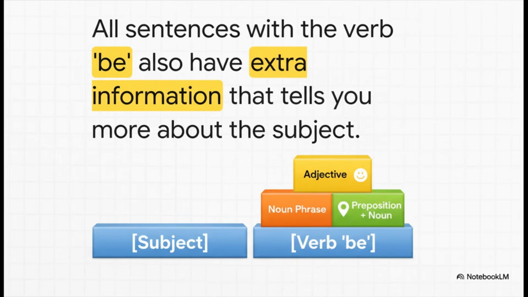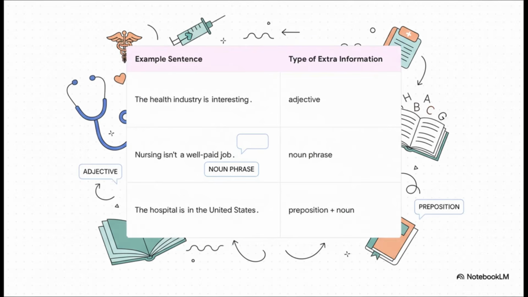But let's be honest, a sentence with just a subject and a verb can be pretty boring, right? To make our sentences useful, we need more detail. And when we use the verb be, we pretty much always follow it with some extra information that describes the subject. So what does this extra info look like? Well, it could be an adjective, a describing word, like in the health industry is interesting. Or it could be a whole noun phrase, like a well-paid job. Or it could tell you where something is, using a preposition and a noun, like in the United States. Adding these bits and pieces is what really brings a sentence to life.